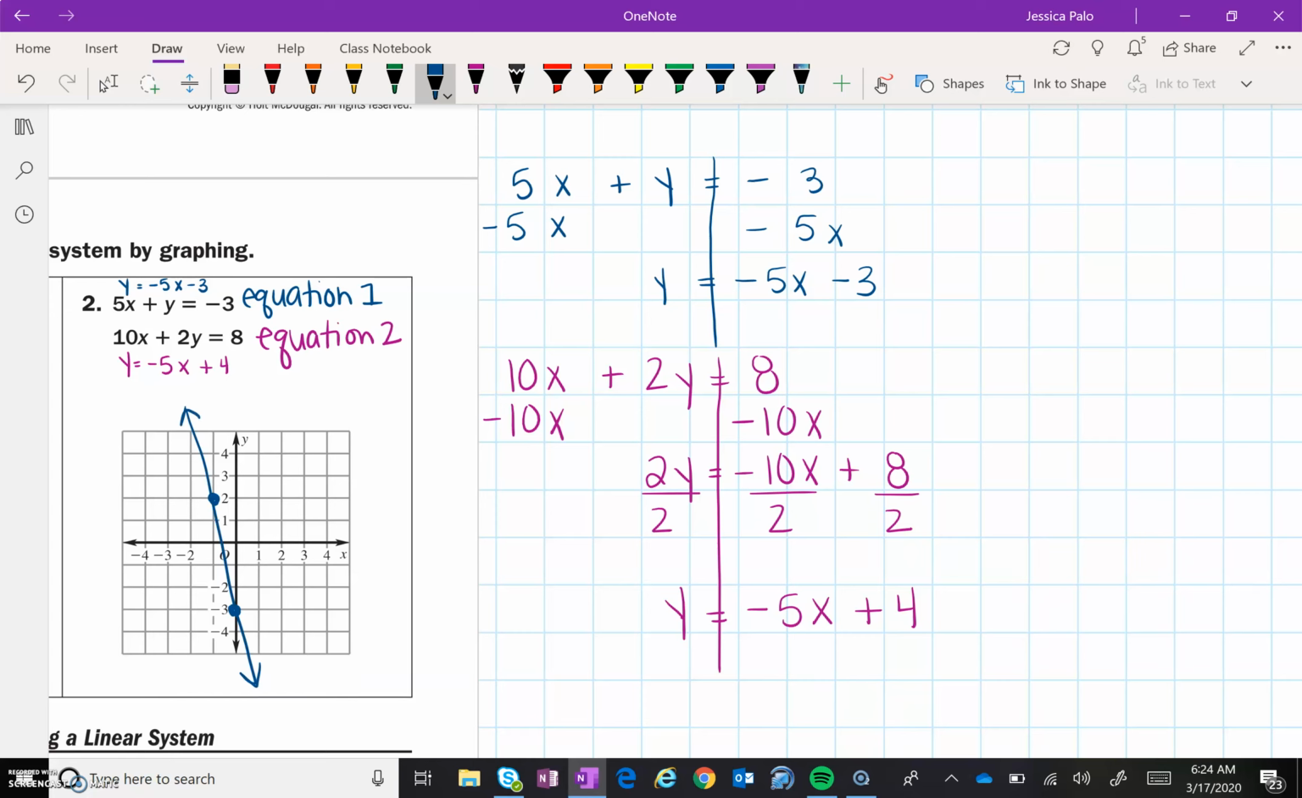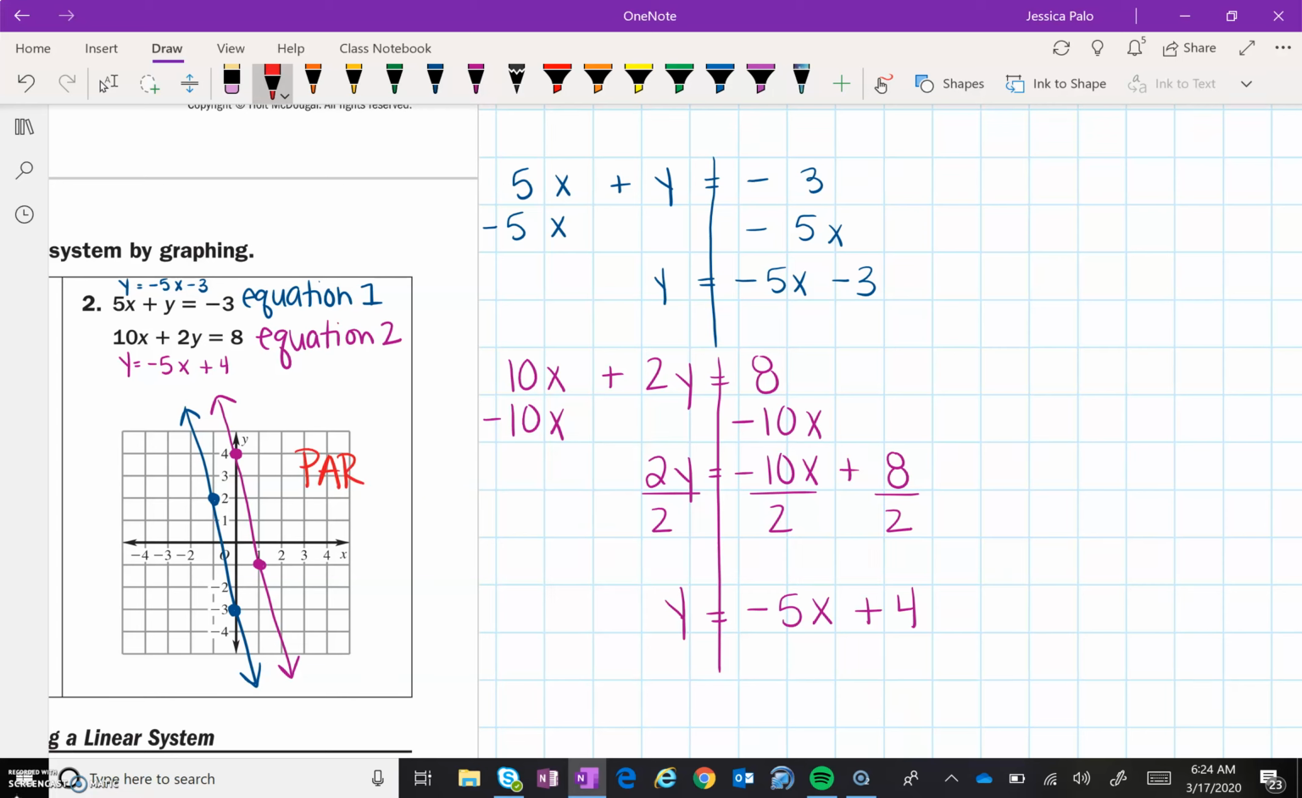My second equation starts at +4, and this time I can go down 5 to the right one. 1, 2, 3, 4, 5/1. Hopefully some of you noticed that these two equations do have the same slope. And we know that equations with the same slope will graph parallel lines. And we also know that parallel lines do not intersect.